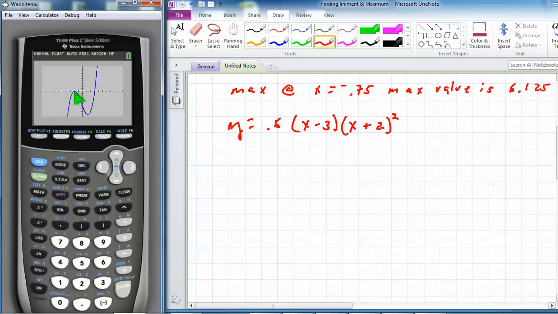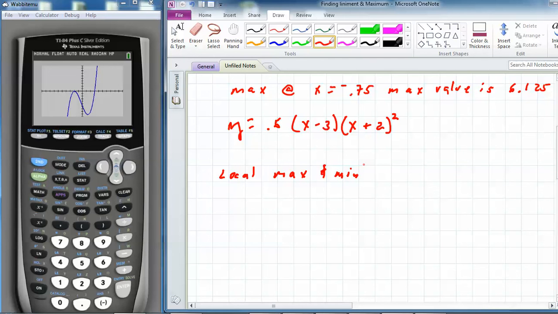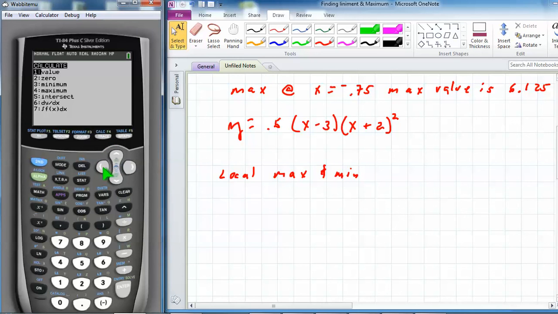Here we have a maximum value, here we have a minimum value. These are called local max and min. And we can find the values very easily. So, we're going to go to second calc, and you should try to do this. Pause the video and try it yourself. I'm going to start with the maximum. Left bound, I'm going to go to the left of this point. Enter. Right bound, I'm going to go to the right of it. Enter, enter.